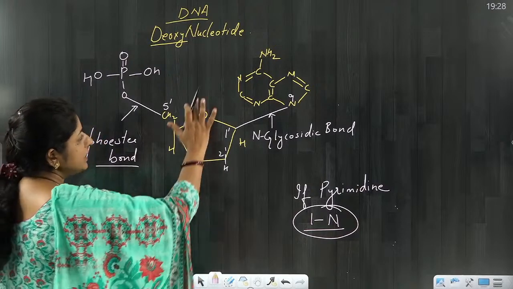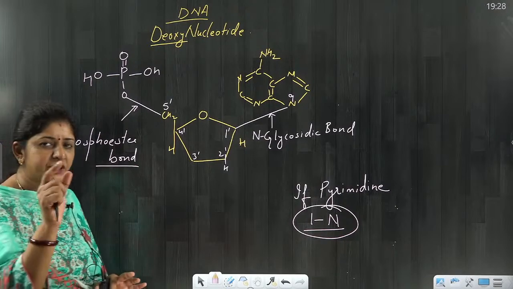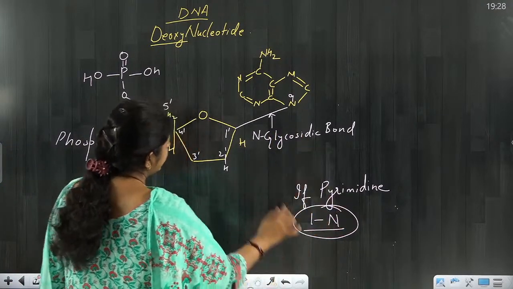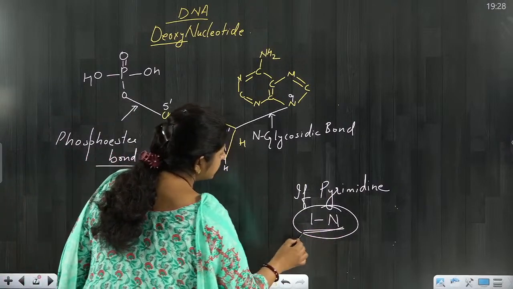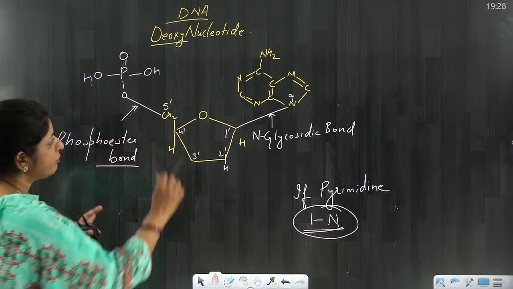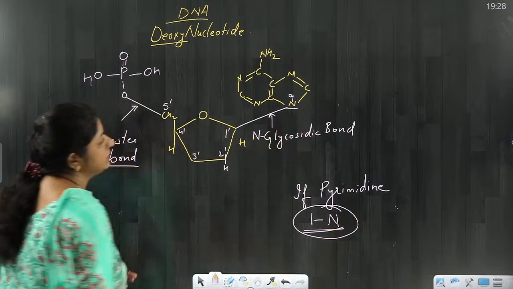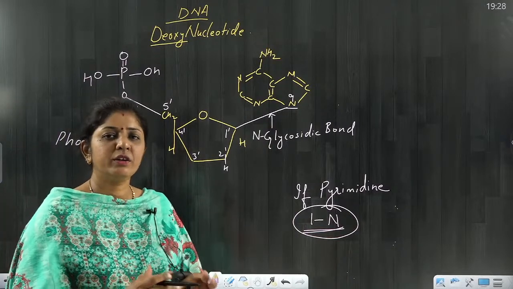But at a time either purine will be there or pyrimidine will be there, right? Let's repeat this point once again. Pyrimidine, if it is there, it binds to the first prime carbon at which position? First nitrogen. If purine is there, it is bonded to the 1 prime position at which nitrogen? 9th nitrogen. Fine. So this is the structure of one nucleotide.